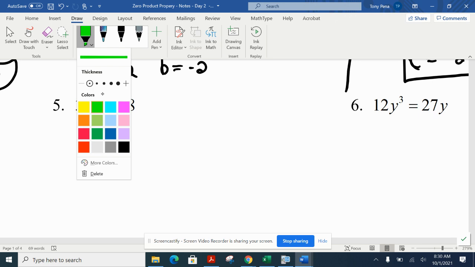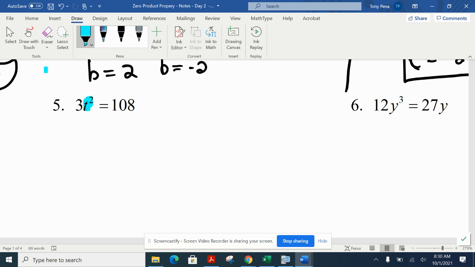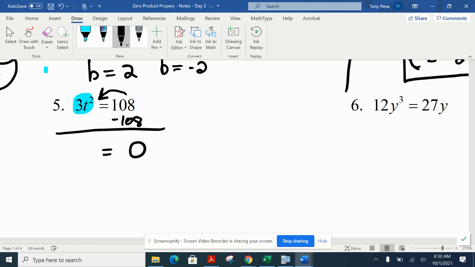What's going to guide you in that decision is we want this squared term to be positive. Is it currently positive? Yeah, so you don't want to move that one because the only way we would move it is by subtracting it, and that would make it negative. So we want to keep this guy right where he's at. He's happy where he's at. He's a good positive guy right now. So we're going to move the 108 over. So we're going to do minus 108. That will give us the 0 that we need.